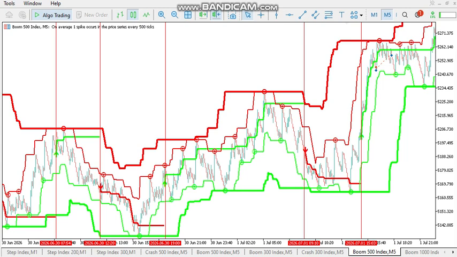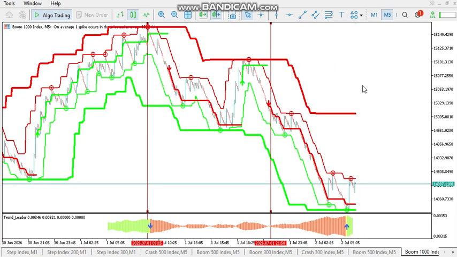You can see that I've marked a lot of these trends. We have a long trend here, we have a short trend here, we have another long one, another short one here. So we have another one here. So it has been great, and it's very accurate and massive, guys.